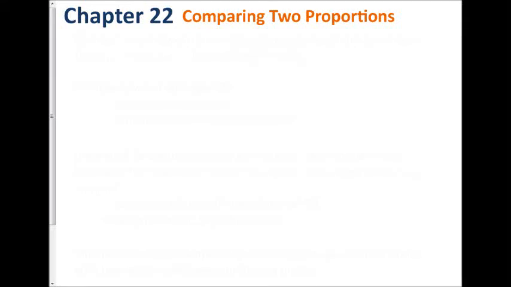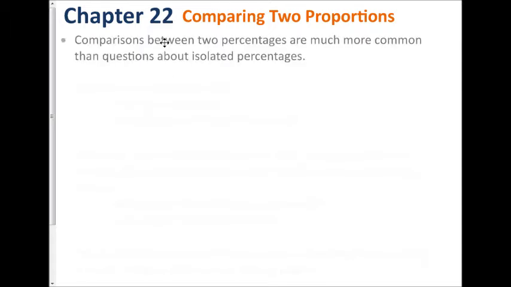All right, and welcome again to yet another video for AP Statistics. Today we are looking at Chapter 22, which is all about comparing two proportions. We're still looking at this world of proportions. We're still talking about P's. We're still looking at so many of the same things. We're just doing a few little differences.